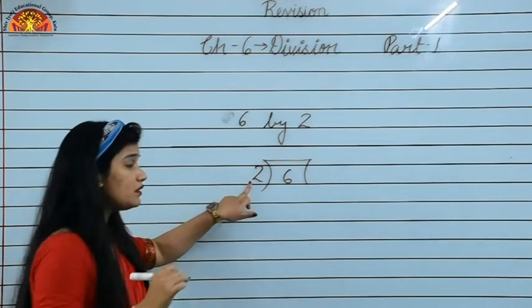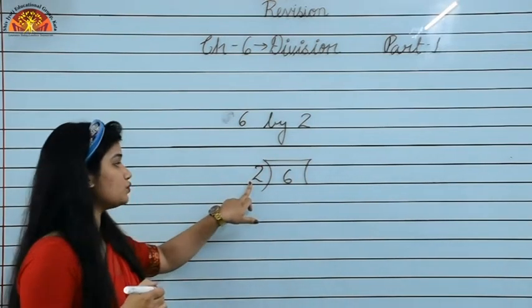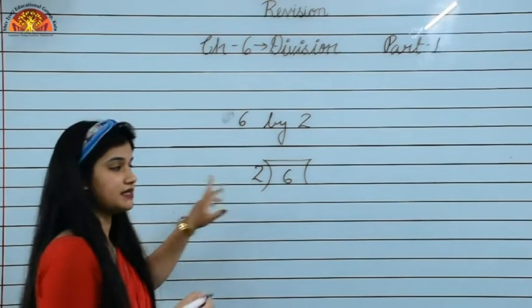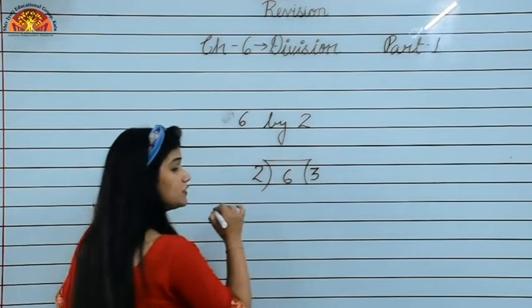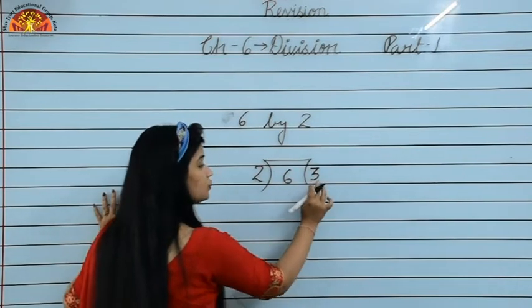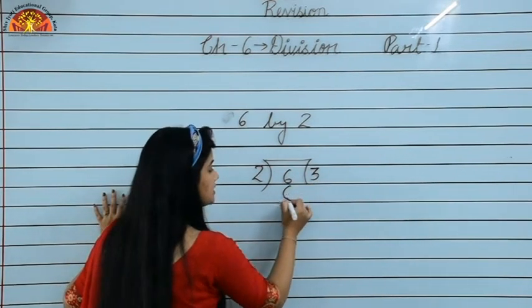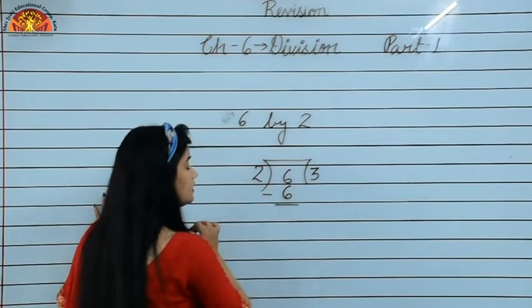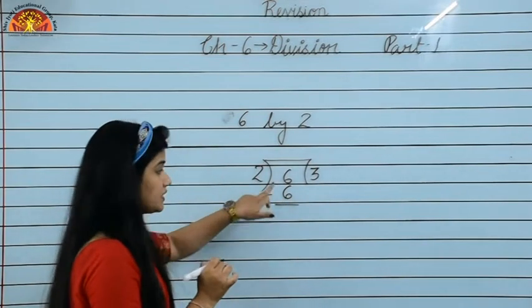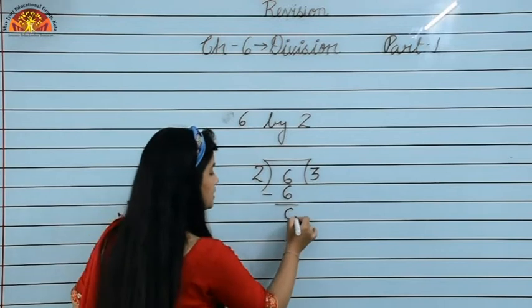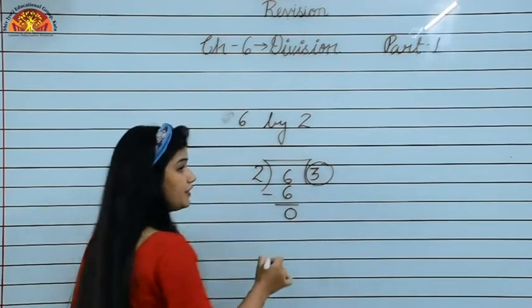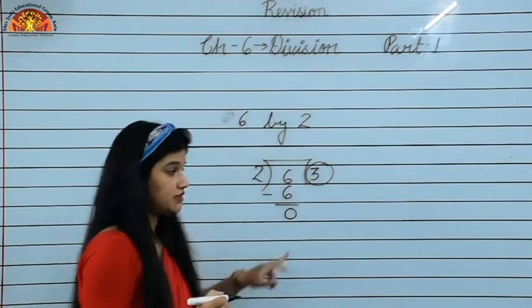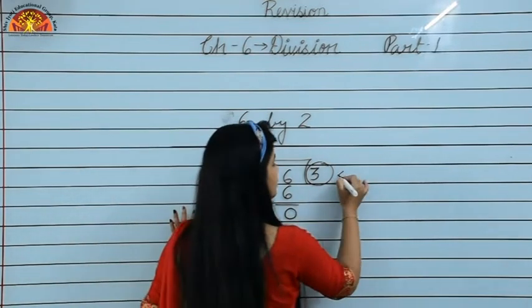So now 2 1s are 2, 2 2s are 4 and 2 3s are 6. So how many times we get 6? 3 times. 2 3s are 6. So 3 will write here and 6 will write here. Is it clear? Now we have to subtract them. 6 minus 6 will be 0. Is it clear, students? Now this number, which is the result of division, this number will be quotient.